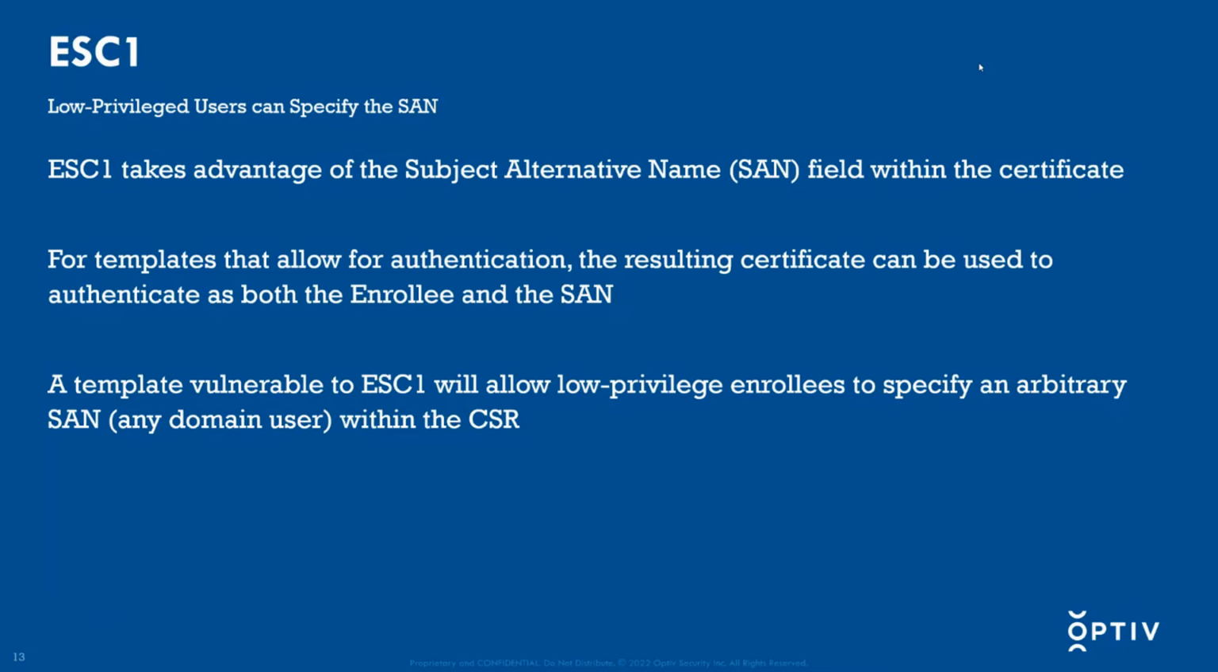So our first privilege escalation and abuse case is ESC1. And ESC1 all revolves around low privilege users being able to specify the subject alternative name. So when templates allow for authentication, the certificate can be used for authentication to the domain as the enrollee and the subject alternative name. When a user requests a certificate, they will be the subject, but if they can specify a subject alternative name, it will allow that user to specify any other user, and the certificate can be used to authenticate as that user as well. So ESC1 is where low privilege users can specify any domain user, including domain admins, within the CSR.